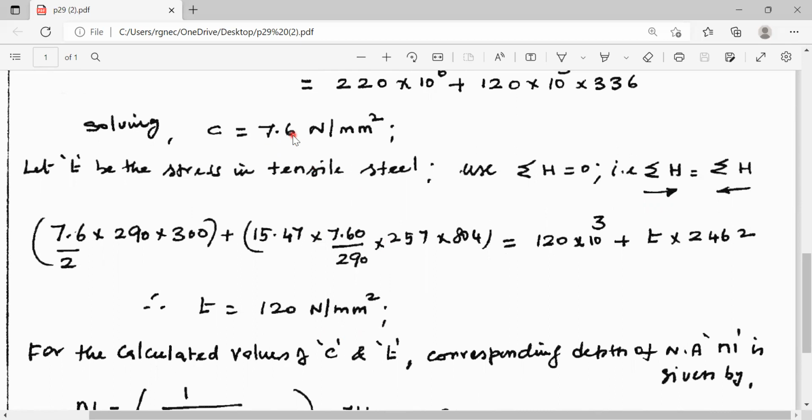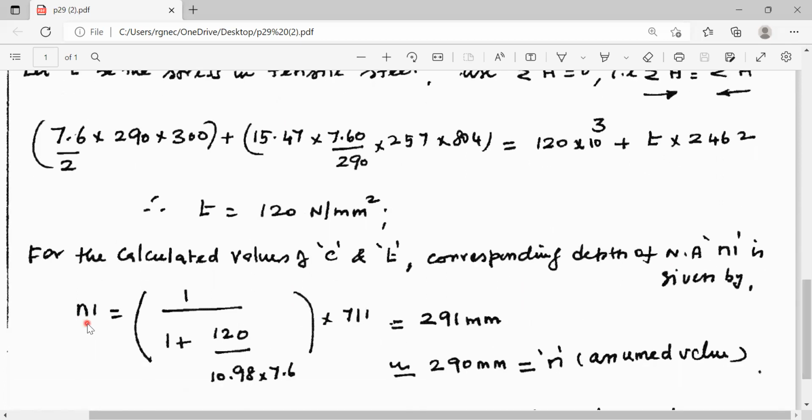Now, for the calculated value of C and T, there is a relationship with the neutral axis. That has to be established. If C and T values are given, then the neutral axis N1 corresponding to the value of C and T, where T is 120 and C is 7.6, is given by 1 divided by 1 plus T by MC into the effective depth. This is 1 divided by 1 plus 120, the stress in reinforcement T, M is 10.98, C is 7.6.